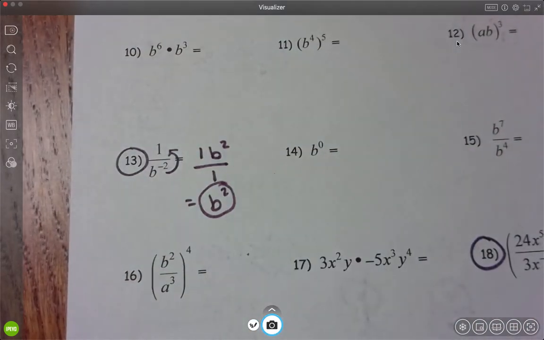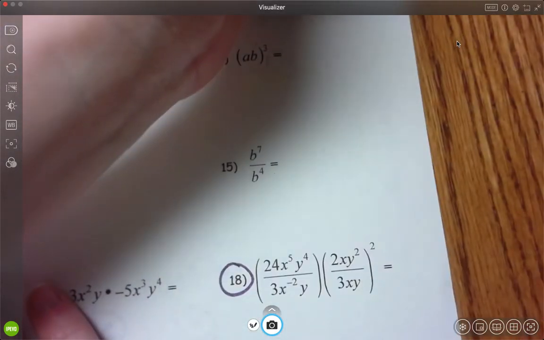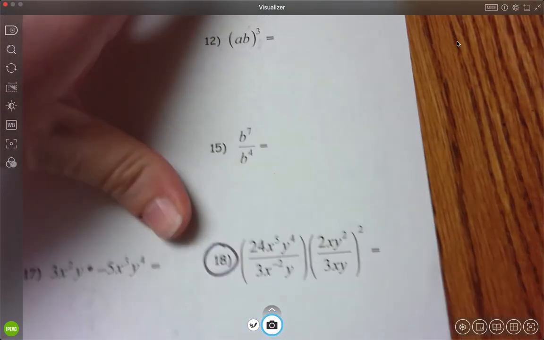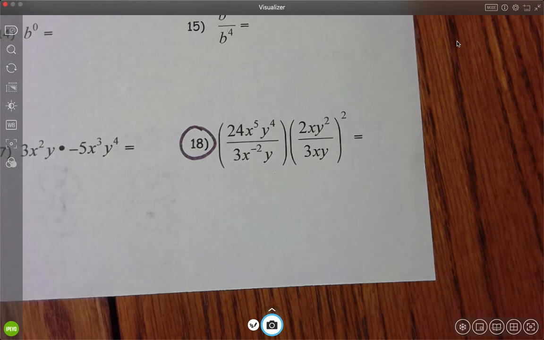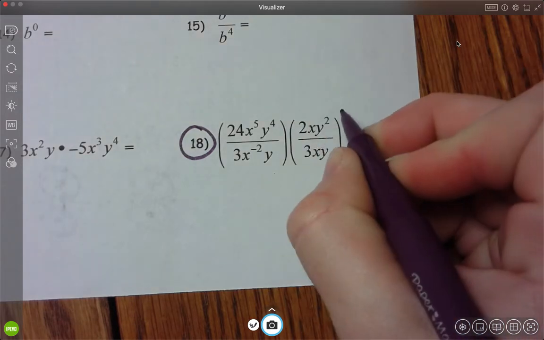Instead. Okay, so that's what he will look like, right? And last one, number 18. Aha, this one's a really good one because this is a long one. All right, so let's see if we can do all this stuff, okay? So the only thing that I have to distribute through is this 2 here, okay? So we got to be careful of that 2.